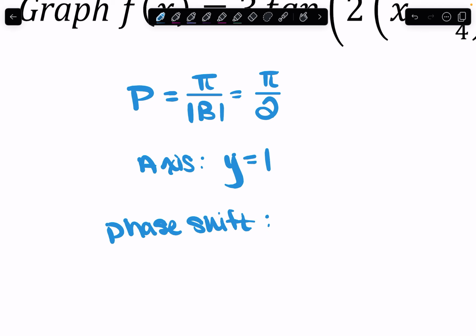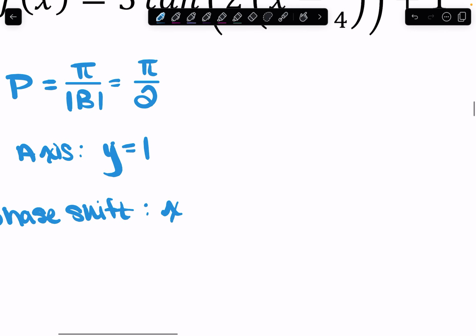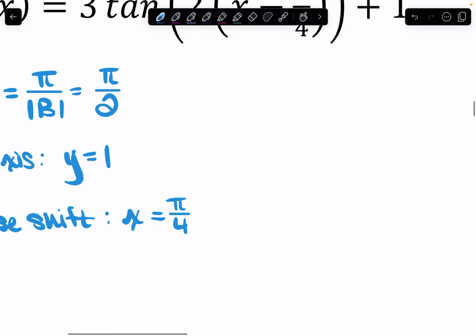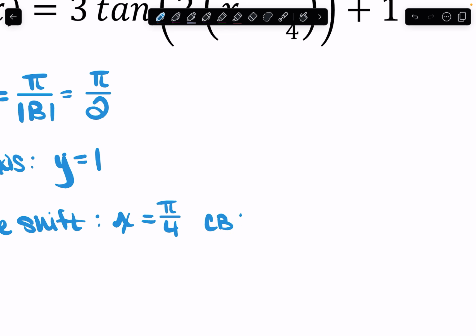So this was shifted right pi fourth. So that's going to be our starting critical point, pi fourth. And then our count by is 1/2 of pi half. So pi fourth.